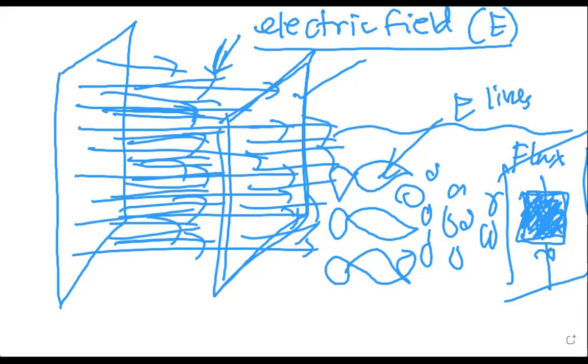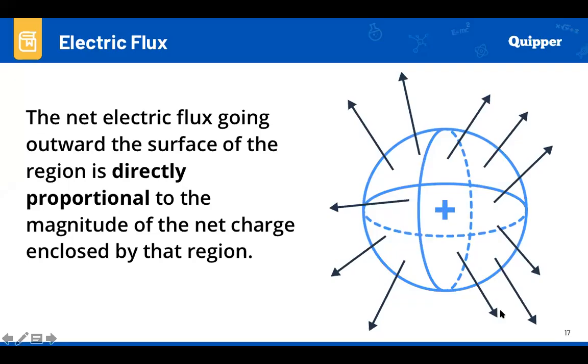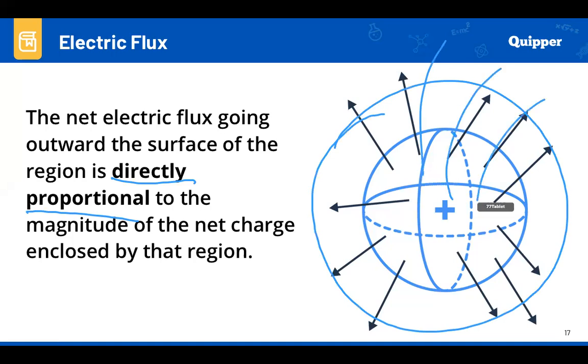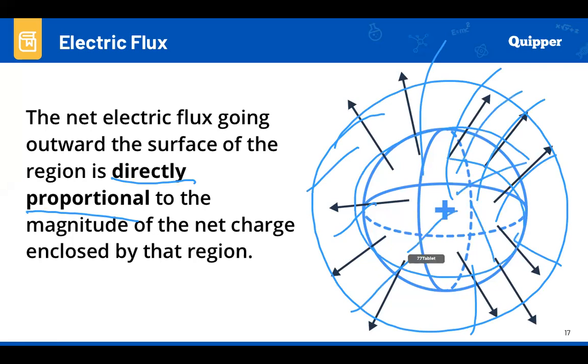Okay, so I will go back to our earlier point. So that is about the directly proportional. Okay, directly proportional. How about this one? Yeah, so the surface of the region is directly proportional to the magnitude of the net charge enclosed by that region. Okay? So if it's bigger, if it's wider, more electric fields will go out. Correct? If it's smaller, I said there's little inside, so little will also go out. Correct? So that is directly proportional. The net electric flux going outward the surface. Okay?